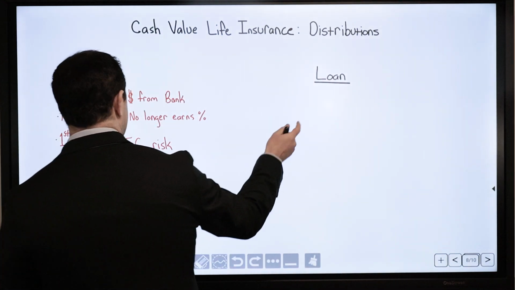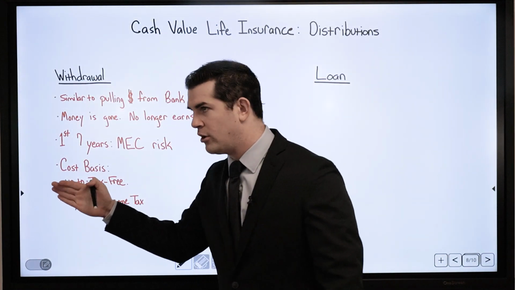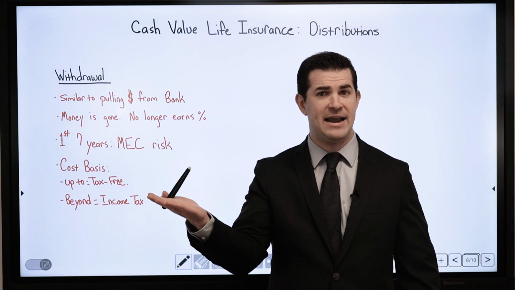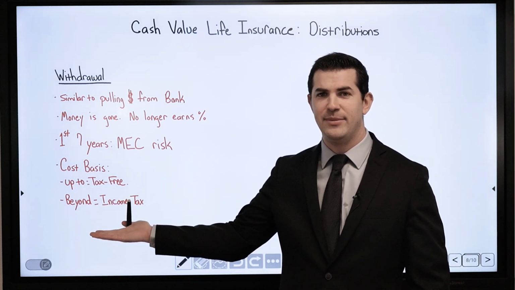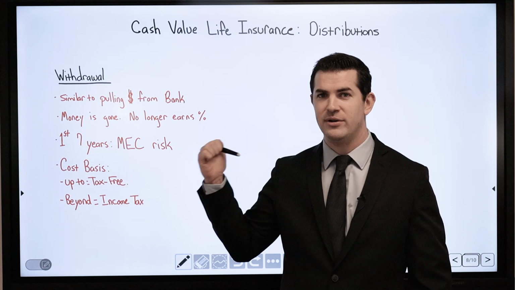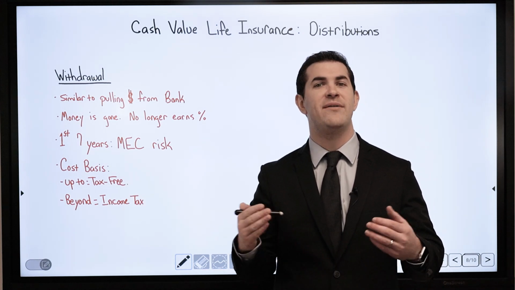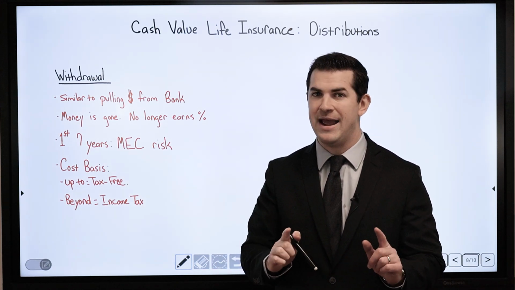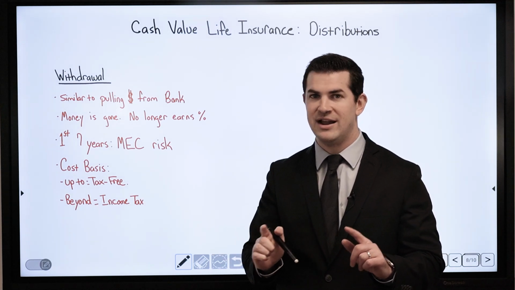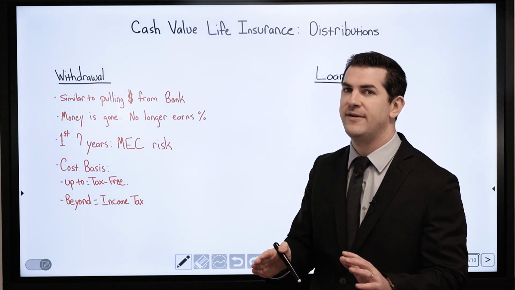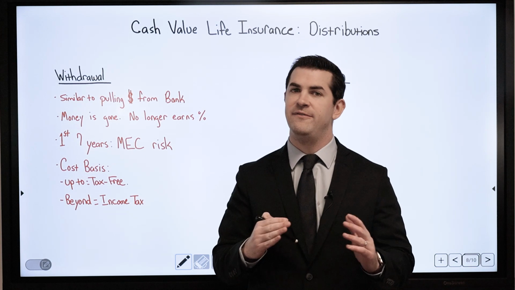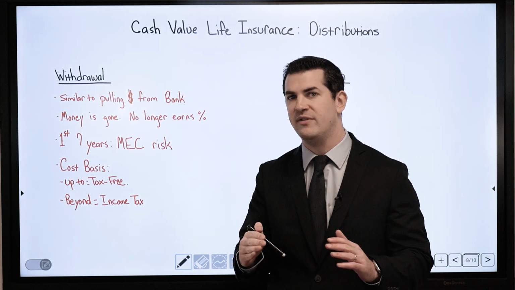When it comes to taking policy withdrawals, I can withdraw up to my cost basis tax-free. Anything beyond my cost basis, if I pull it out in a policy withdrawal, I do have to deal with ordinary income tax on those withdrawals. So it's not capital gains tax with cash value life insurance, it is income tax. Very, very important to be aware of this.